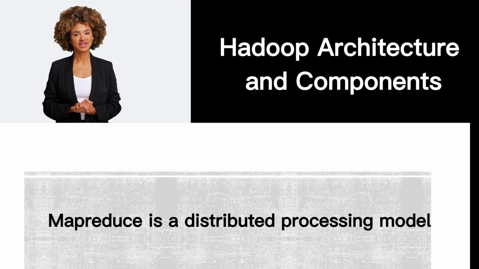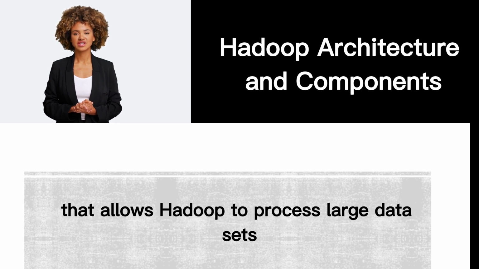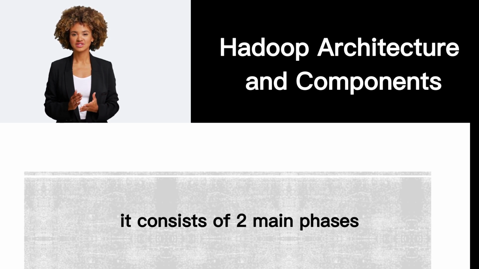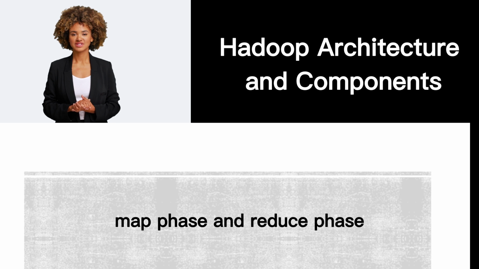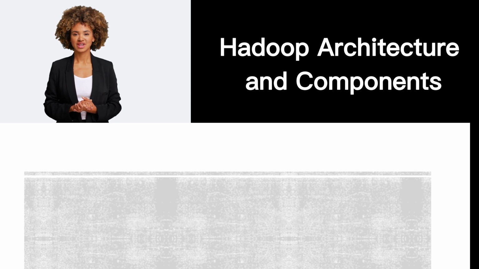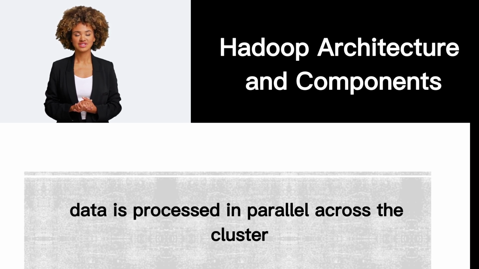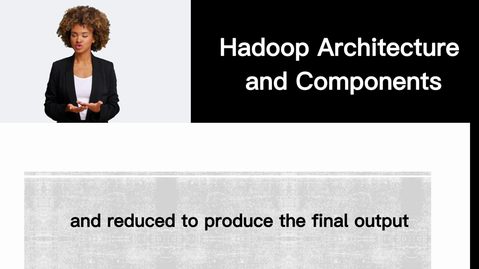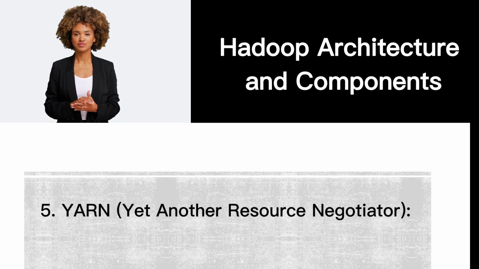4. MapReduce. MapReduce is a distributed processing model that allows Hadoop to process large data sets in parallel across multiple servers. It consists of two main phases, map phase and reduce phase. In the map phase, data is processed in parallel across the cluster, and in the reduce phase, the results of the map phase are aggregated and reduced to produce the final output.